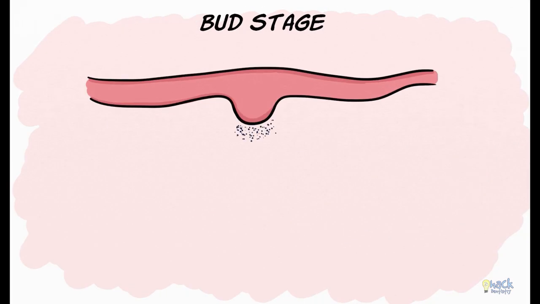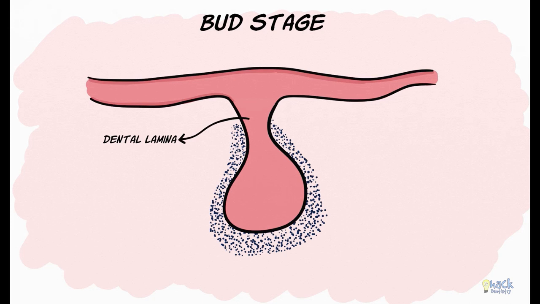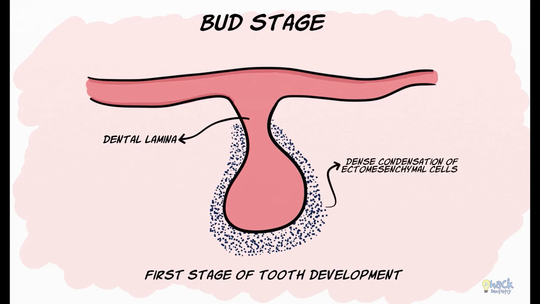The placode then proliferates and takes the shape of a bud, giving rise to the name bud stage, which is the first stage of the tooth development. During the process of tooth bud formation, there is also a dense condensation of cells surrounding the tooth bud. These cells are called ectomesenchymal cells and are derived from the neural crest cells.